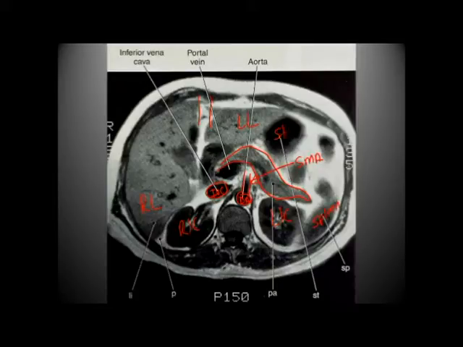and we have the stomach with adjacent small bowel surrounding. We would probably assume that this is the duodenum just based on the location and its relationship to the stomach.